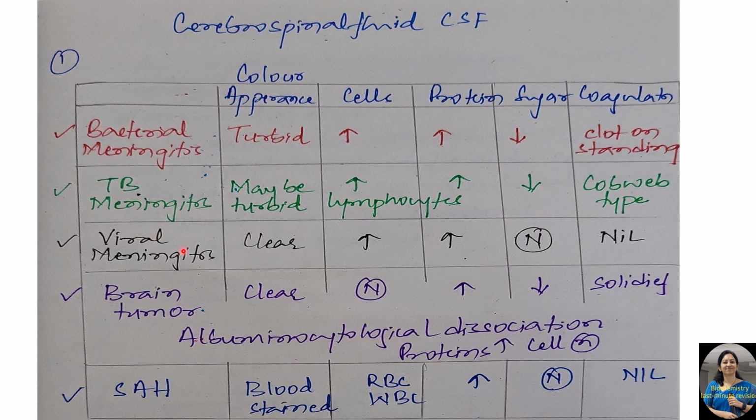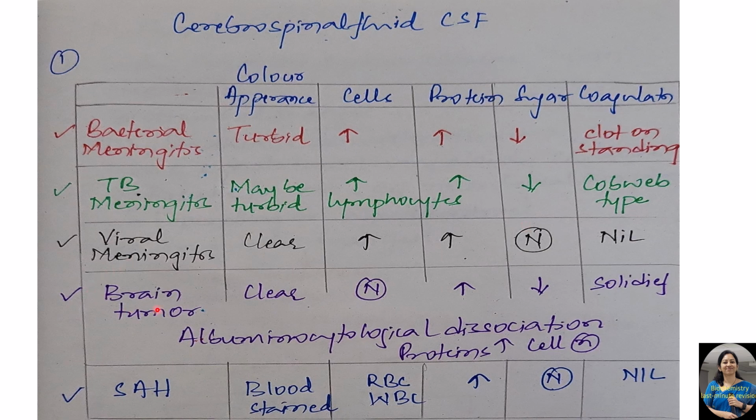Coming to viral meningitis, the appearance is clear here. There is increased cell count, increased protein, sugar is normal, and there is no change in the coagulation. This is how we can differentiate bacterial from viral meningitis, where the appearance is clear and there is no change in sugar concentration in viral meningitis.